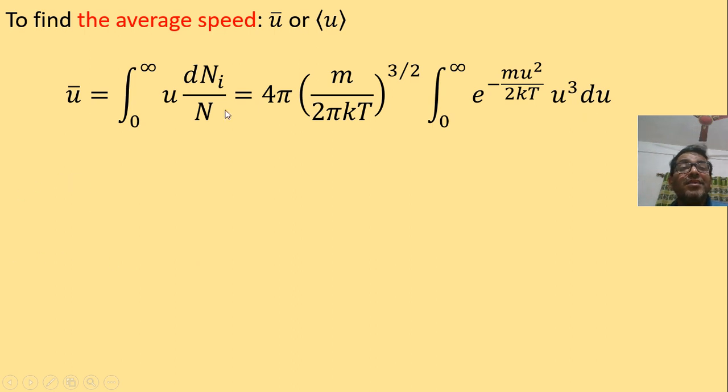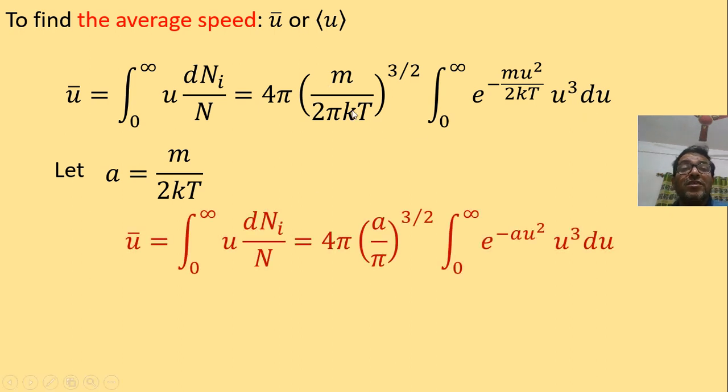The average speed u bar is represented by this formula: the integral from 0 to infinity of e to the power minus mu square by 2kT, u cube du. We did not derive this formula at the start, we are just using it. If we take a equal to m by 2kT, this is just a constant, so we take the constant out, and then u bar is equal to the integral of u into dn by n, that is the normalized probability distribution function.